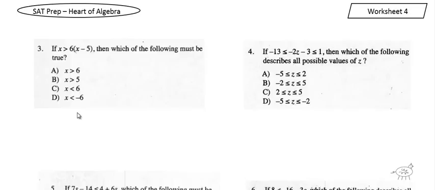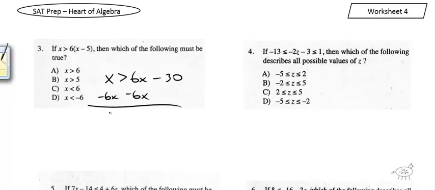So let's get started. Number 3: if x is greater than 6 times x minus 5 in quantity, then which of the following must be true? So we've got to distribute that 6. We're going to basically just say x is greater than 6x minus 30. And then I'm going to subtract 6x from both sides. So you get negative 5x greater than negative 30.